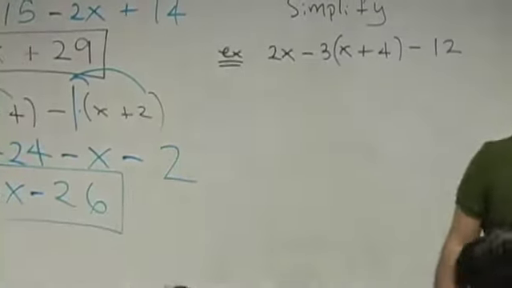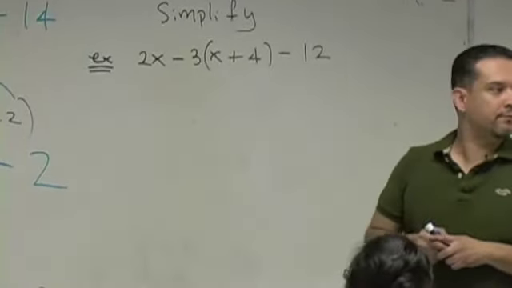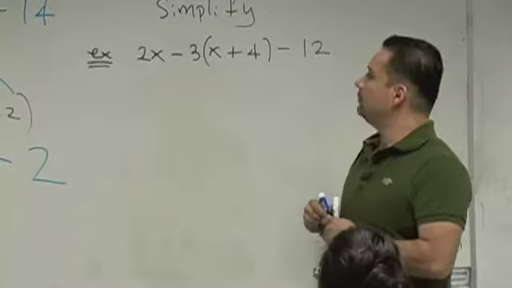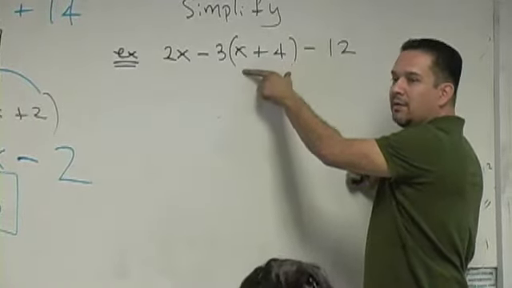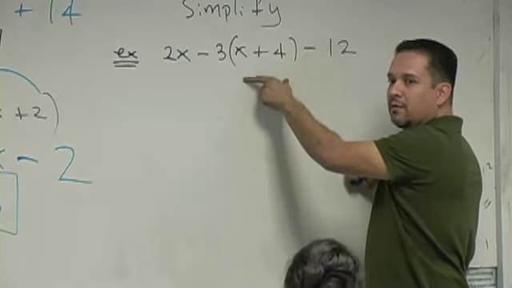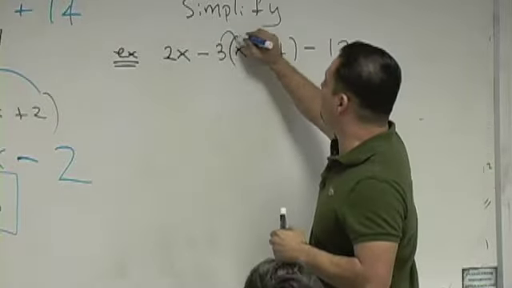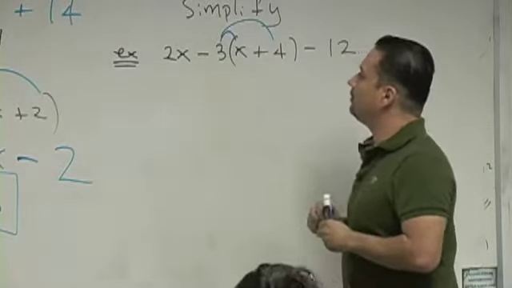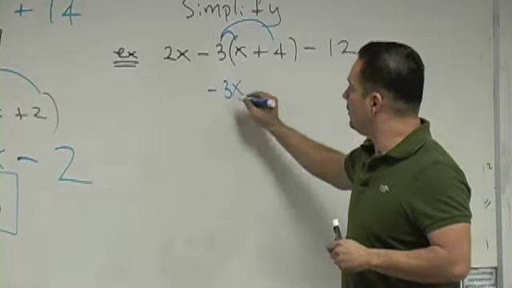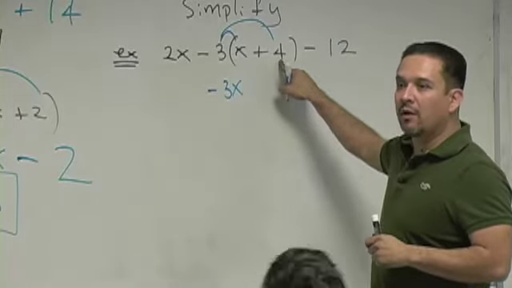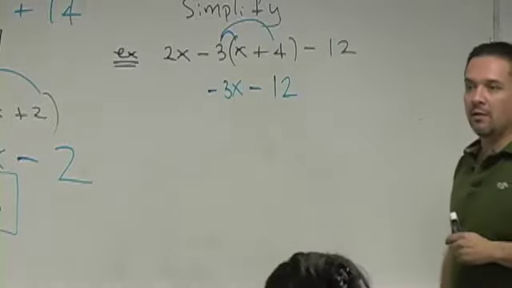2x minus 3x. You got this parentheses. How do you get rid of it? Distributive property, right? Okay, so let's see. We've got to distribute this. You guys know. What's negative 3 times x? Negative 3x. What's negative 3 times positive 4? Negative what? Good. Everybody okay with that one?